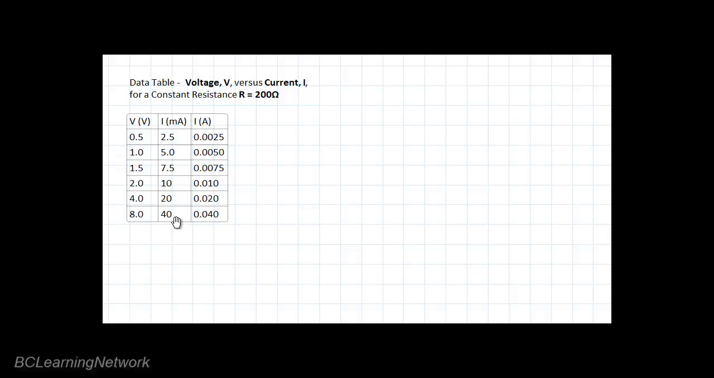And we predicted a direct relationship, because we can see that as we double the voltage, as I go from 2 volts to 4 volts, we double the current. It goes from 10 milliamps to 20.